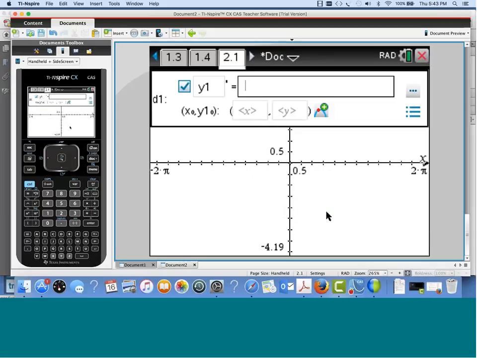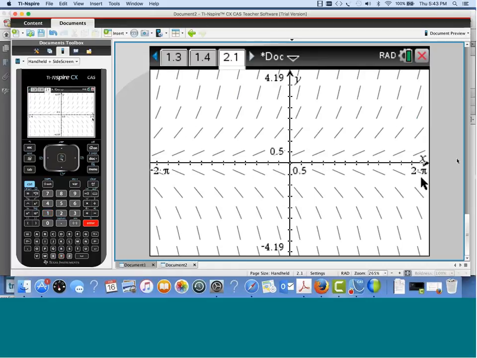All right, so let's put in y1. So y1 prime equals y1, and that's what I was looking for. So again, thanks for your patience there. So now notice that the rows of line segments here have the same slope because each value of y is determining the slope. So when y is a small positive number, we're getting a small positive slope. As y gets larger, we see steeper positive slopes. When y is negative, we get slopes that are steeper and negative, okay?